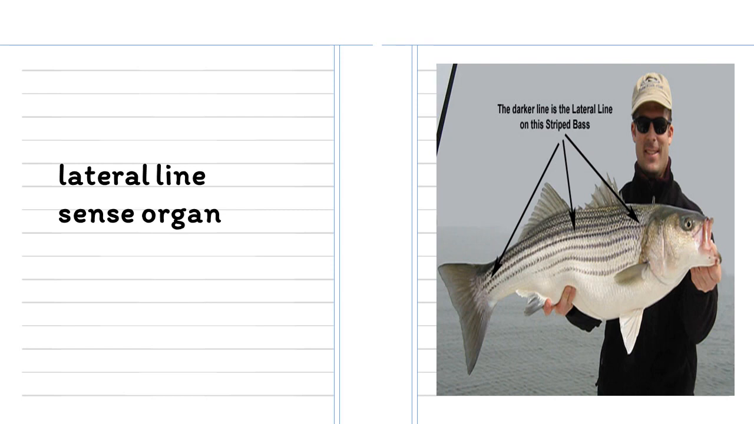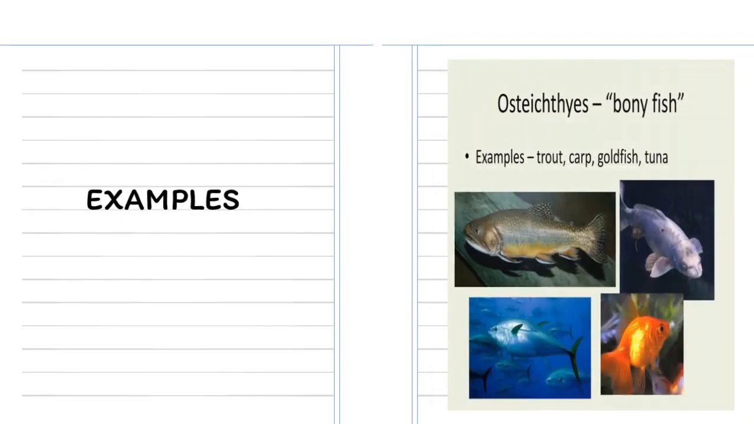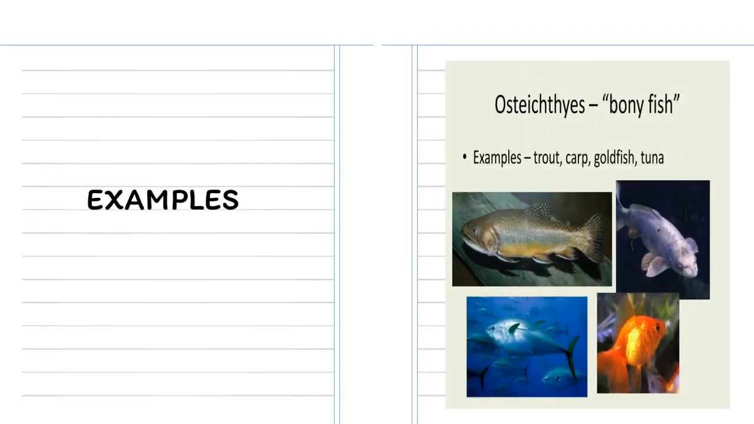Then the sense organ. Can you watch this figure? On the body there are stripes. This is known as the lateral line. So this functions as a sense organ. So fishes consist of lateral line sense organs, right? Of course, a few more examples we could say for bony fishes: trout, carp, goldfish, etc. Right? Okay. Shall we go to the next?